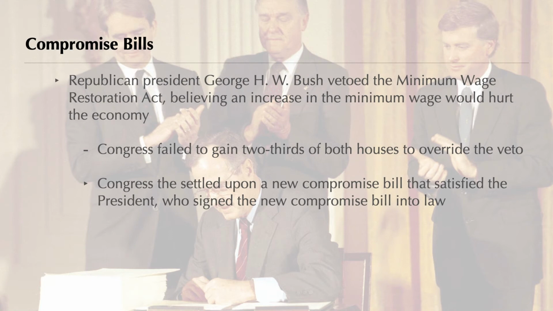Republican President George Bush believed a minimum wage increase would hurt the economy, so he vetoed the bill. After failing to override the veto, Congress worked out a compromise bill that satisfied the President, who signed it into law that November. This law increased the minimum wage to $4.25 per hour in 1991. The minimum wage remained at $4.25 until 1996.